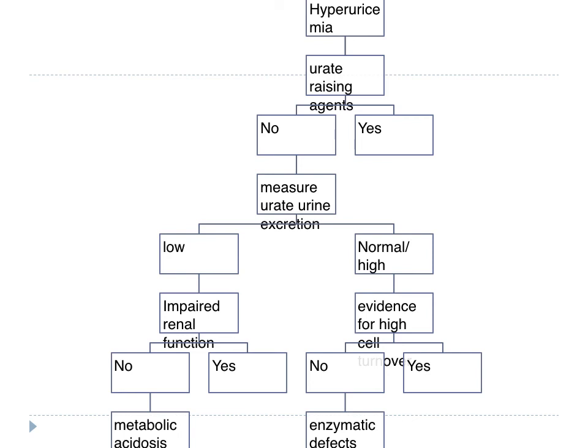If urate excretion is normal and the urate is normal to high levels, meaning hyperuricemia, it means there is evidence of high cell turnover. So we keep that in mind: it means there is a malignancy, or trauma, or after surgery, any damage to the tissue. If not, then we go to the enzymatic effect.